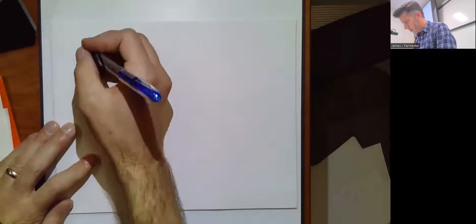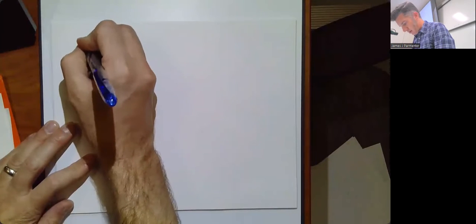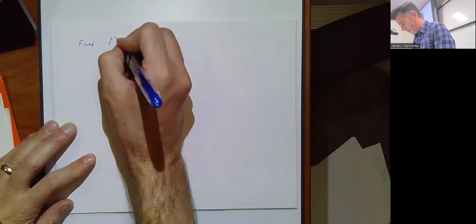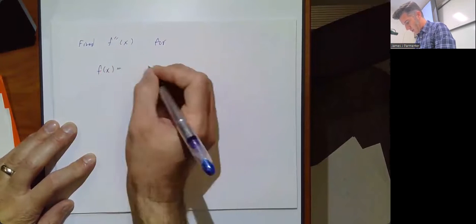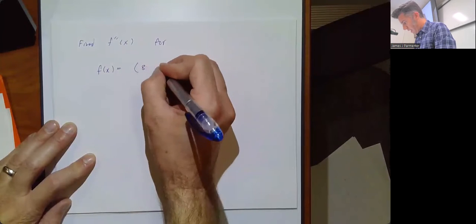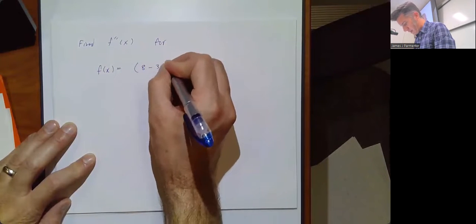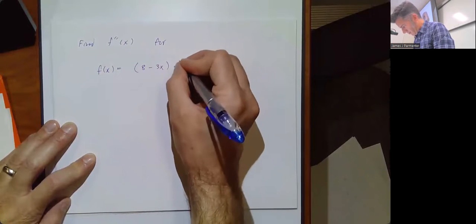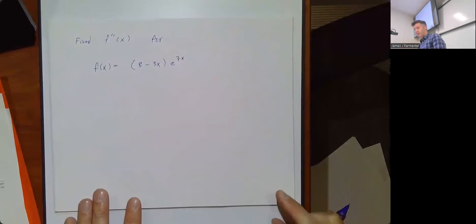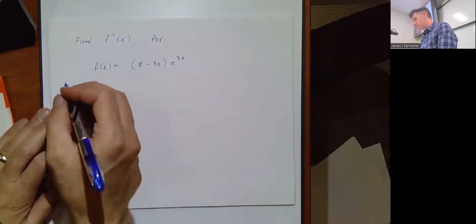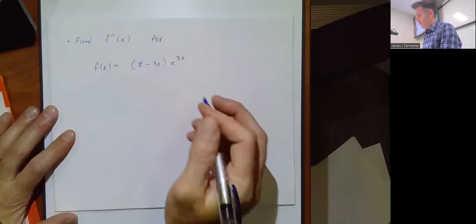Find the second derivative of, let's make it a little different. So find f double prime of x for, let's say, f of x equal to 8 minus 3x times e to the 7x. And for extra credit, we'll do that first, and then we'll extra it up here.